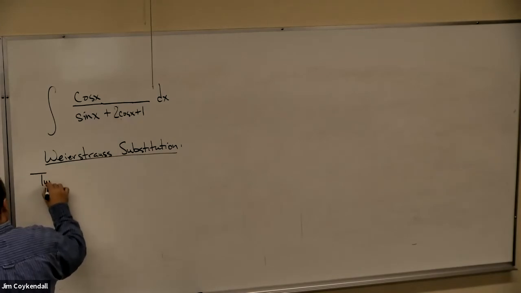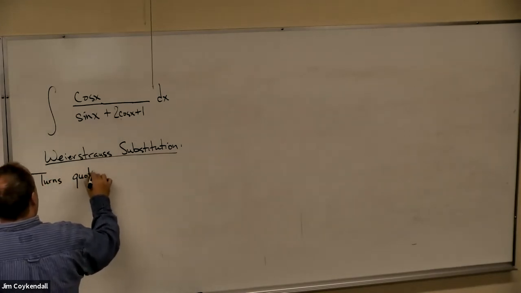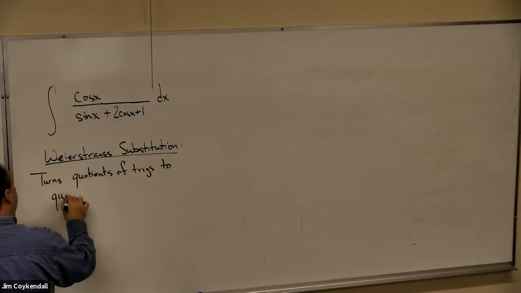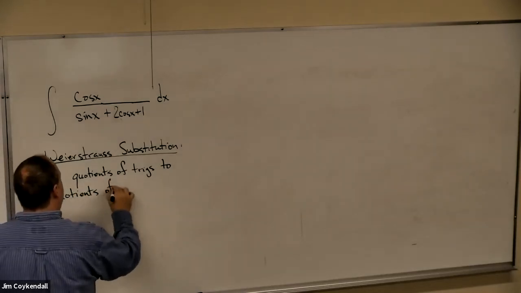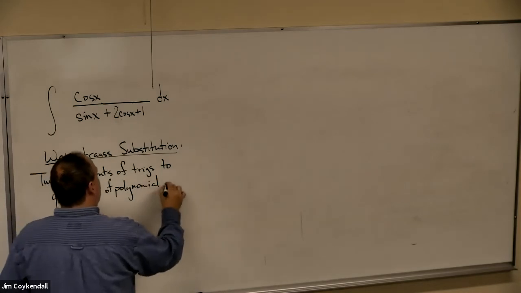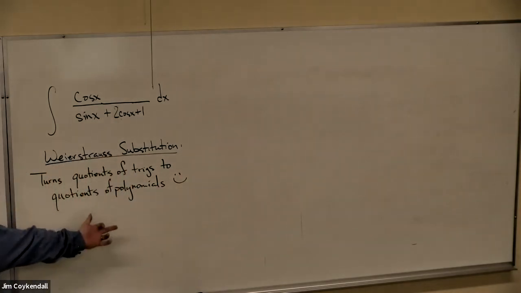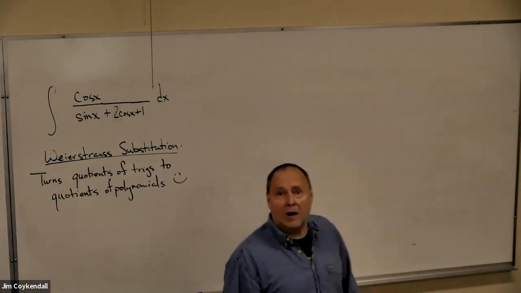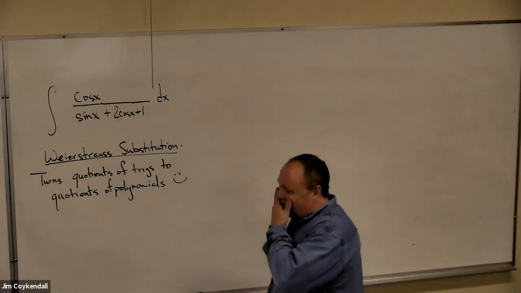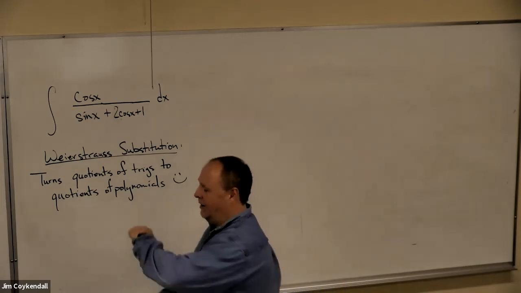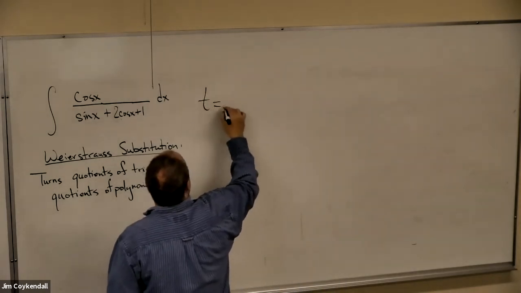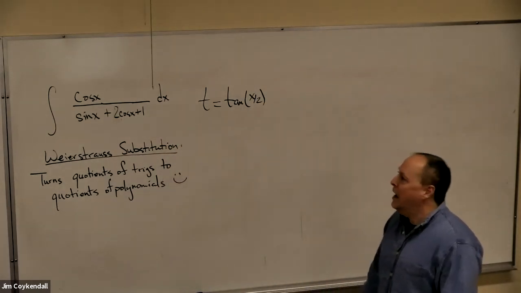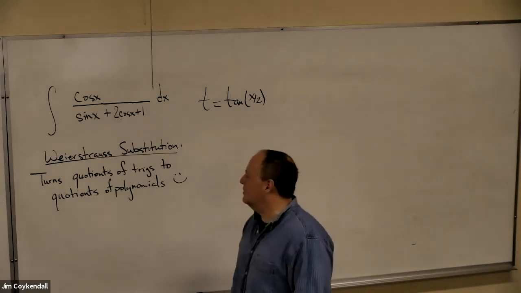And this will always turn quotients of trigs to quotients of polynomials. And with the quotient of polynomials, big smile, because as I explained earlier, in theory, we should always be able to do quotients of polynomials, right? Because it's partial fractions. And this substitution is something that's really, really kind of way out there. Try this substitution. t equals tangent x over 2. And this thing will always work. It always turns quotients of trig functions to polynomials.